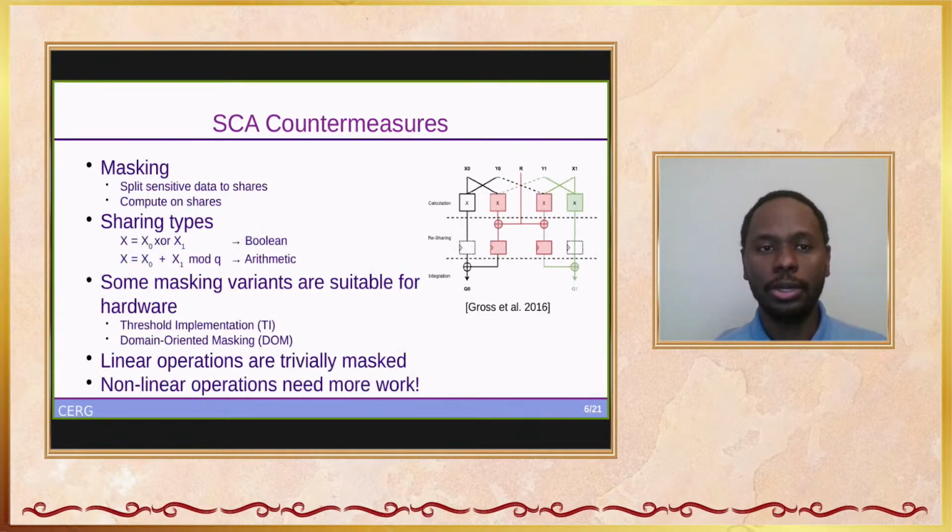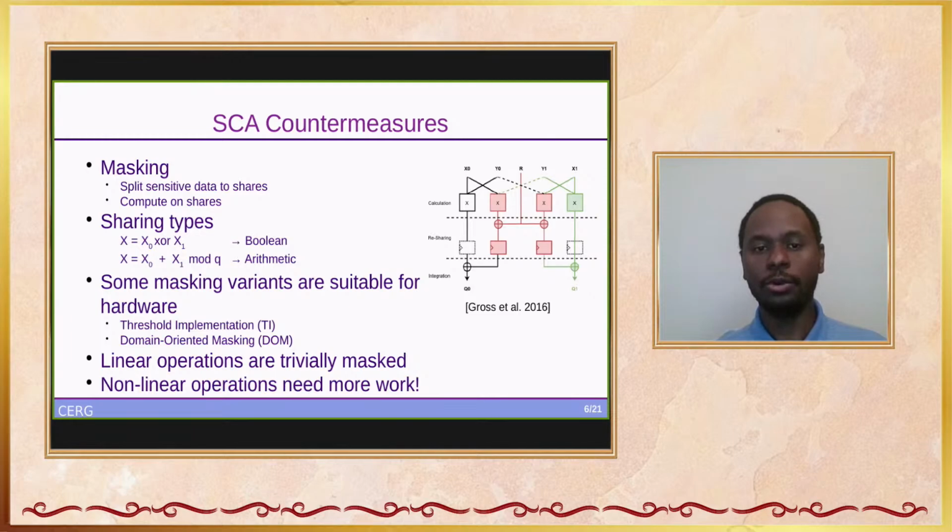The countermeasure that we are interested in this work is masking. Basically, the idea of masking is that you have your sensitive data and then you split it into shares. You compute on those shares securely and make sure that you're doing the computation correctly and at the same time not leaking any information about the secret that you're trying to hide. One type of sharing is Boolean masking. Basically, you split your sensitive data into shares such that when you XOR these shares, you get the sensitive value. And there is arithmetic sharing, where when you add the shares, you get the sensitive value. These are the two most common types of masking that you can use.